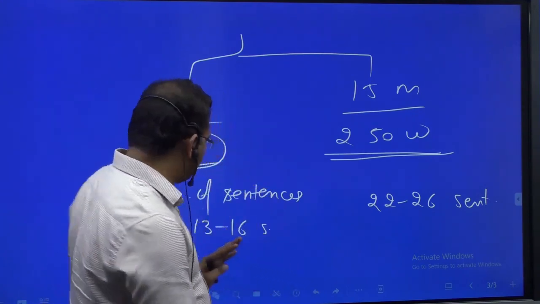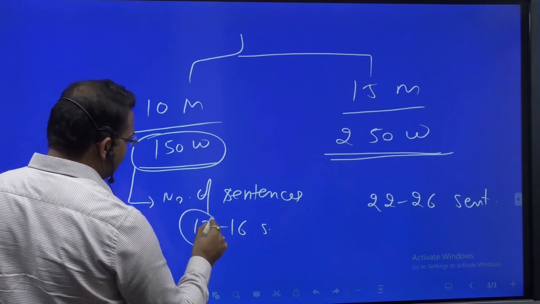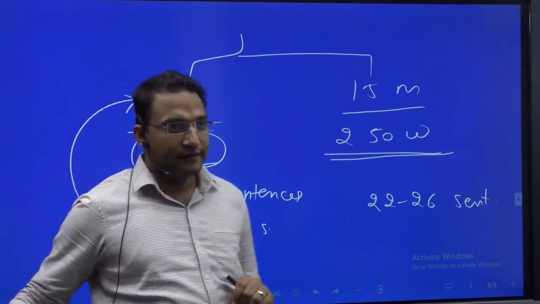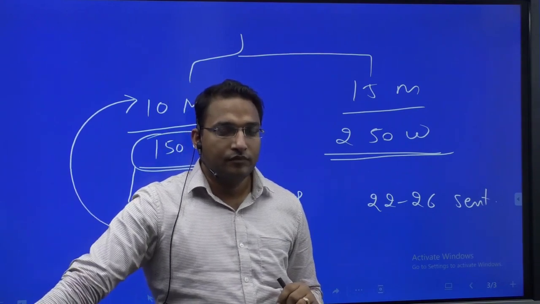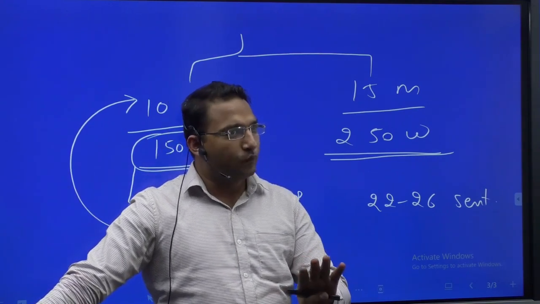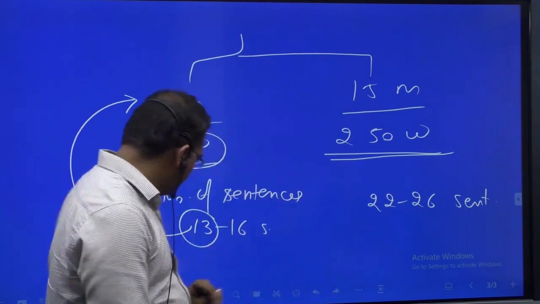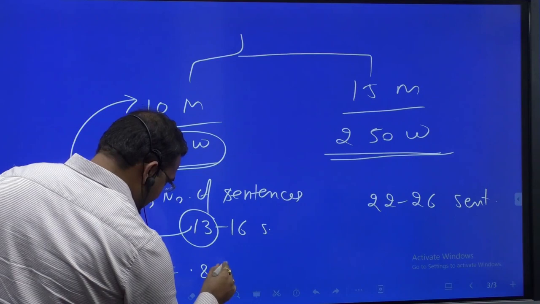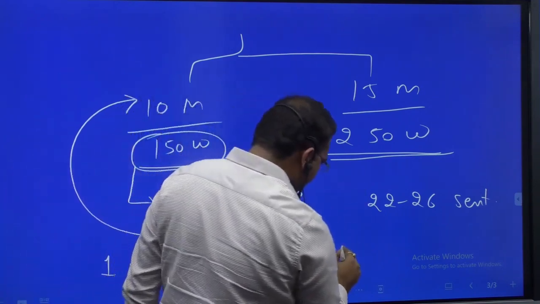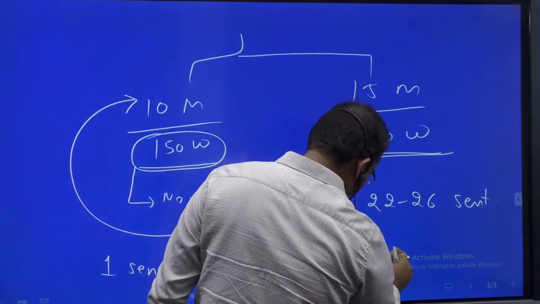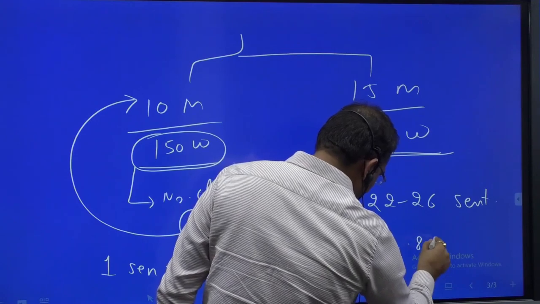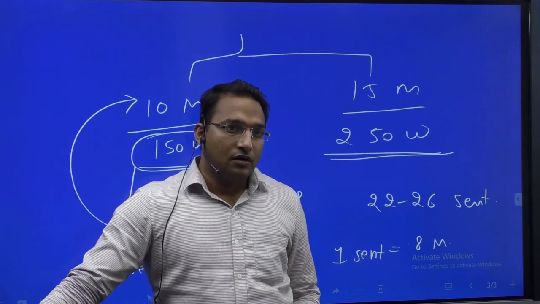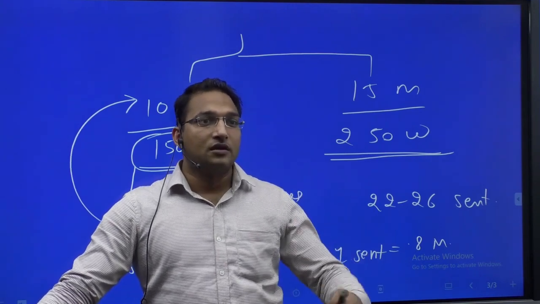Now, 13 sentences for 10 marks. Every sentence, how many marks? Approximately 0.8 marks, right? So one sentence equals 0.8 marks. Similarly here. Have you ever thought like that? So what is your learning point here?